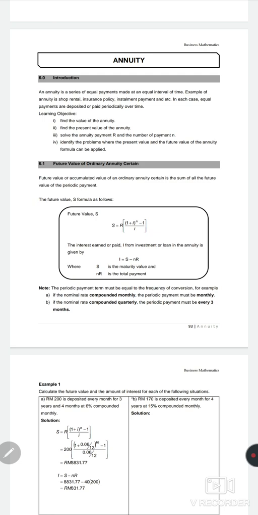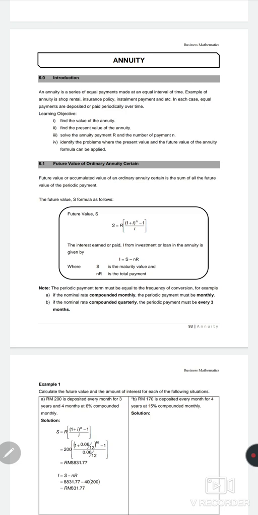Okay, so the learning objectives for this chapter: find the future value of the annuity, find the present value of the annuity, solve the annuity payment R and the number of payments N, and the last one is identify the problems where the present value and the future value of the annuity formula can be applied.